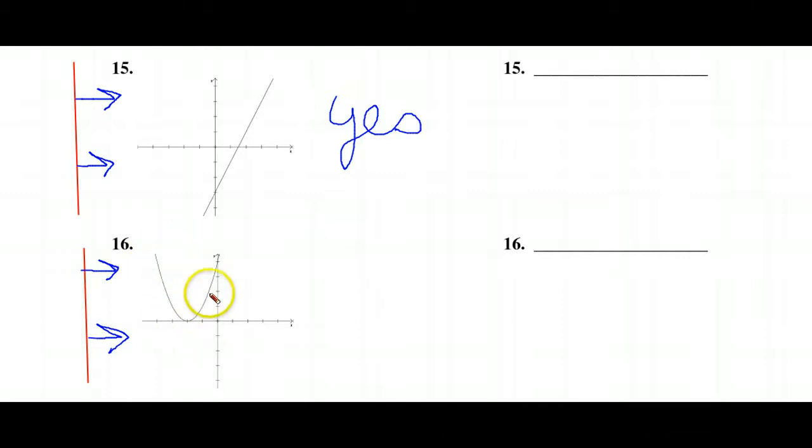Now this is a parabola. As this vertical line passes over, does it intersect this parabola in more than one place at a time? And the answer is no. So this passes the vertical line test. And these are functions, both of them.